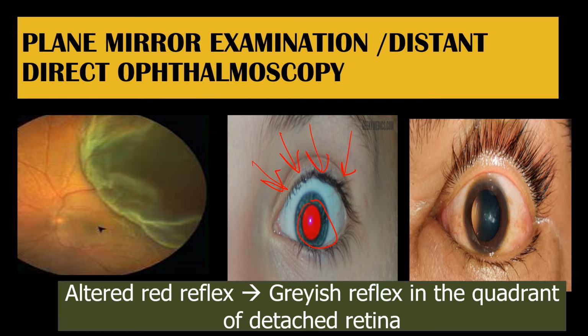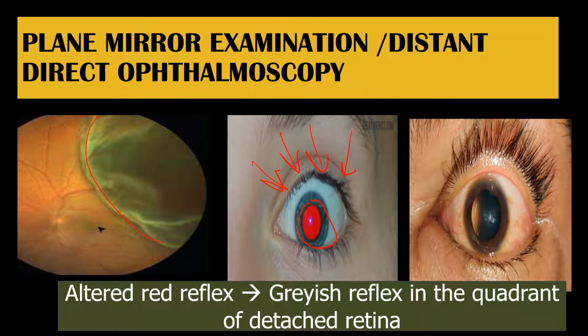However, if there is something in the pupillary area, right, which is obstructing that red reflex from coming, like a retinal detachment, or sometimes the same thing you can also see in case of a cataract, right? Where you have this opacification of the lens, which basically obstructs the light rays from coming out from the retina, right? Similarly, in case of retinal detachment, also you are going to have an altered red reflex, or instead you are going to see a grayish reflex in the quadrant of detached retina.